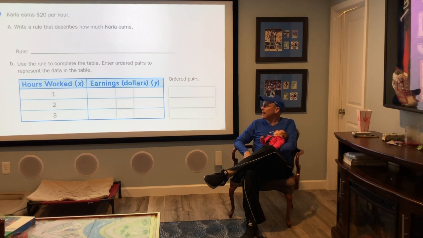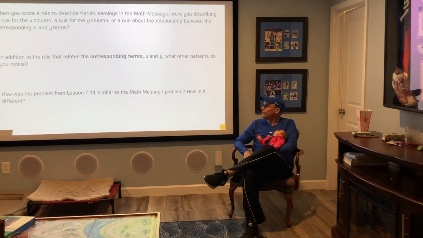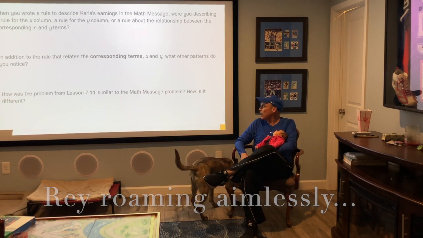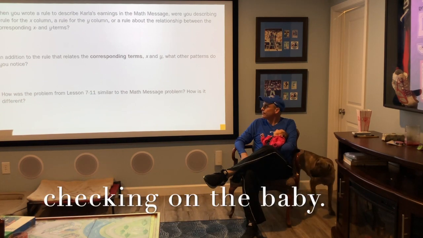So here's what I want you to think about in this lesson. When you wrote a rule to describe Carla's earnings in the math message, were you describing a rule for the X column, a rule for the Y column, or a rule about the relationship between the corresponding X and Y terms? In addition to the rule that relates to the corresponding terms X and Y, what other patterns did you notice? And then how was this problem from lesson 7-11 similar to the math message problem that we did just now in 7-12? How is it different? So you're going to compare those two.